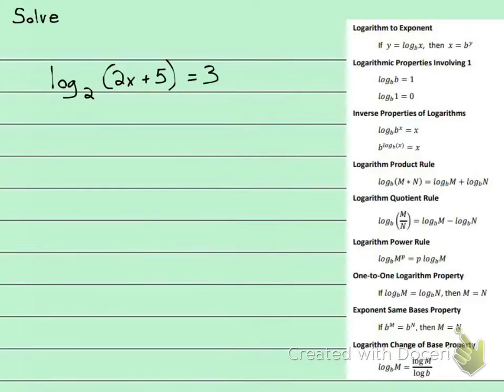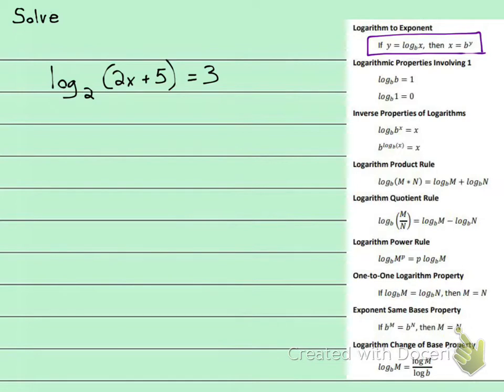Let's solve this logarithmic equation. And notice that I have an x, my variable is here, and it's trapped inside of this logarithm. So to get it out, I'm going to use the definition of the logarithm, and it's right here, logarithm to exponent. And if I use that, my variable will no longer be trapped inside the log.